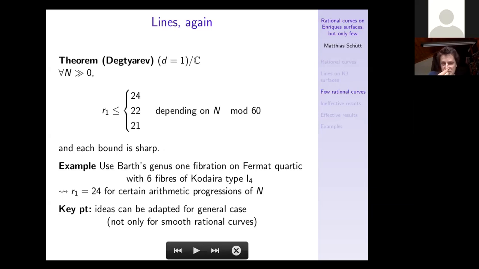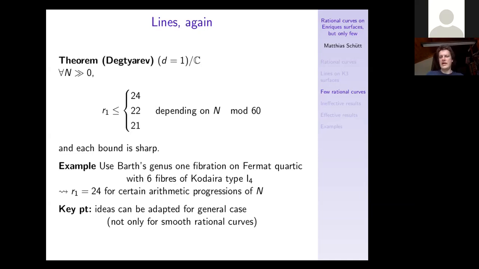If you want to see an example, let's consider the Fermat quartic again. Barth already in the early 80s showed that it admits a very symmetric genus 1 fibration, namely one where there are 6 fibers of Kodaira type I_4. So these are 4 quadrangles of smooth rational curves. And then you play with the normal hyperplane section, and you can, using Shioda-Inose theory, arrange for arithmetic progressions of n, of this degree of the polarization, or half of it, where you really get 21 smooth rational curves of degree 1.